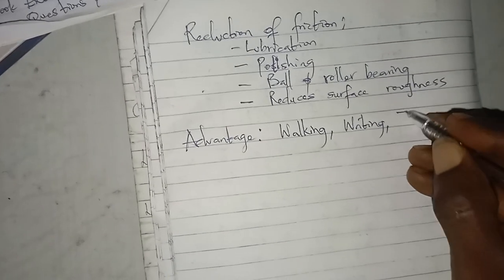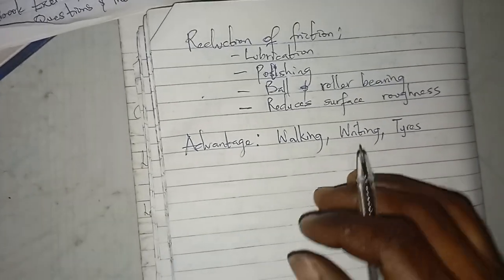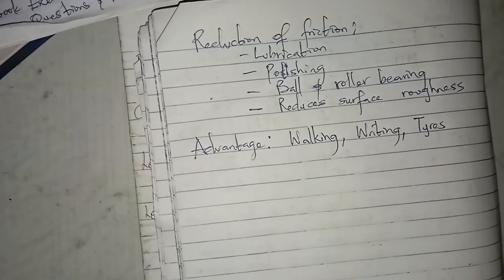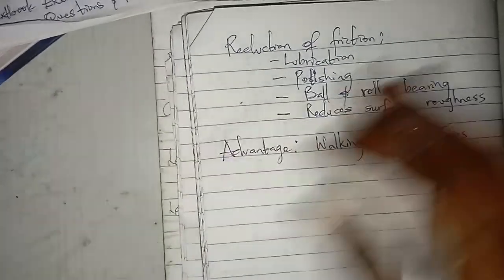So the tires on the tarred road, consider as friction. There are many of them that you can think of. I can't really start to think less or think more, but there are plenty. The advantages are very plenty.